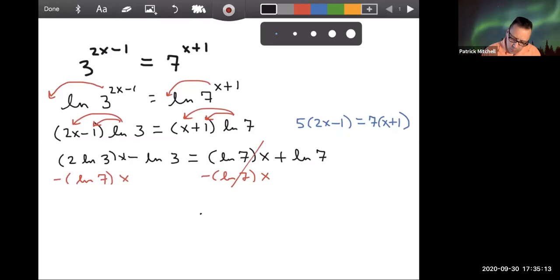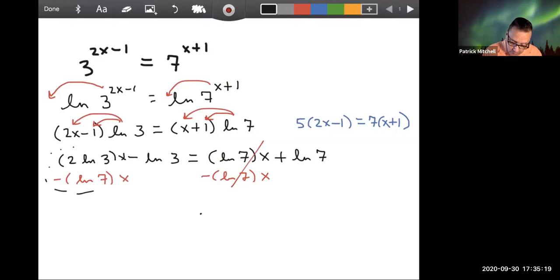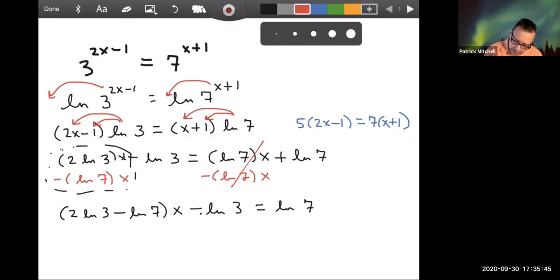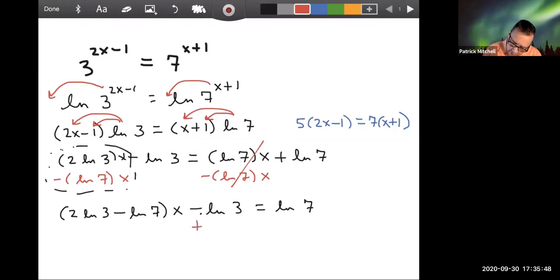If you don't mind, what I would like to do is, believe it or not, these are like terms. So I'm going to combine the like terms, and what that's going to look like is 2 natural log 3 minus natural log 7 times x. Okay? And then we have minus natural log 3 equals natural log 7. So I got the x's on one side. Now I'm going to get the numbers on the other side. I'm going to put the numbers on the right side. So I'm going to add natural log 3 to both sides.